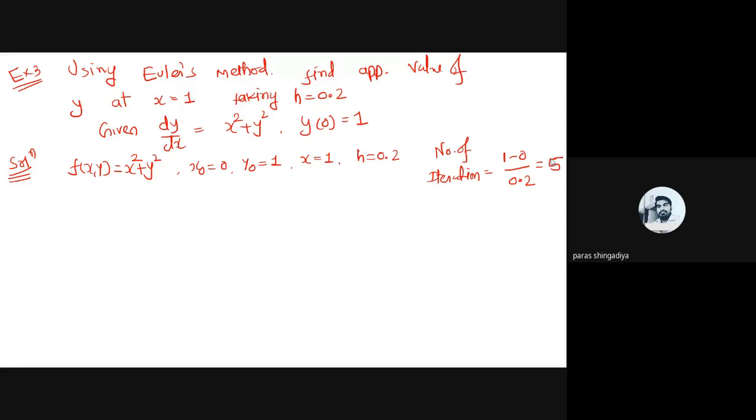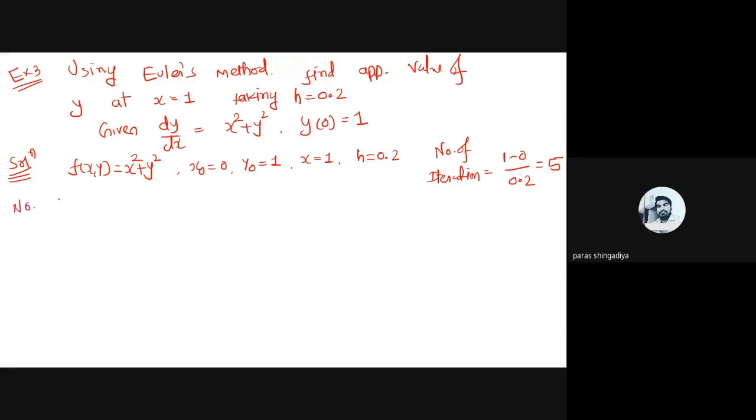The size of 0 to 1 is to be partitioned with 0.2. So how many partitions are required to reach 1? Keep a gap of 0.2, so obviously 5 partitions: 0.2, 0.4, 0.6, 0.8 and 1. The boundary is 1, meaning you have to predict y of 1. The lower bound is 0, x0 is equal to 0, and the upper bound is 1. To cover 0 to 1 with step size 0.2, there will be 5 iterations.